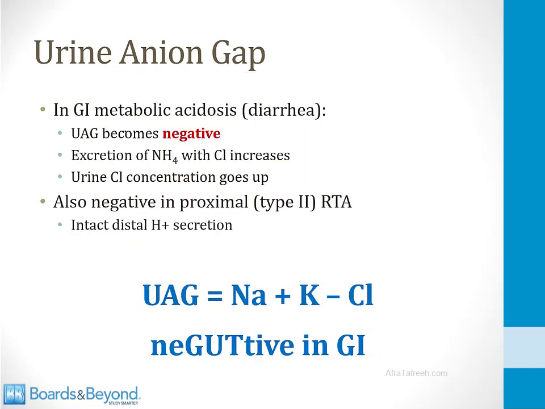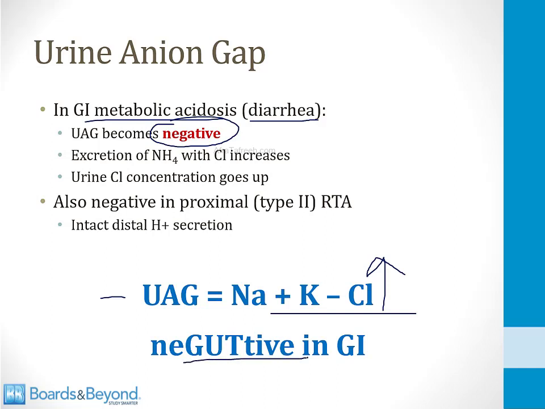So for example, let's imagine a patient has a gastrointestinal metabolic acidosis, such as you see from diarrhea. This is going to cause the urinary anion gap to become negative. The reason for this is because in a GI cause of metabolic acidosis, the kidneys are working normally. That means ammonium excretion is going to go up and therefore urinary chloride is going to go up. And by this equation, when urinary chloride goes up, the urine anion gap will become negative.